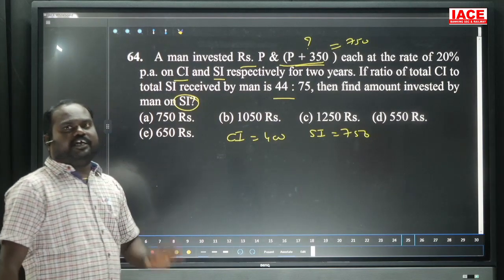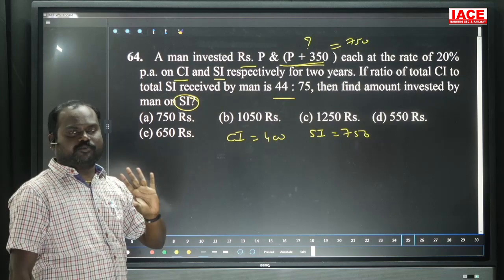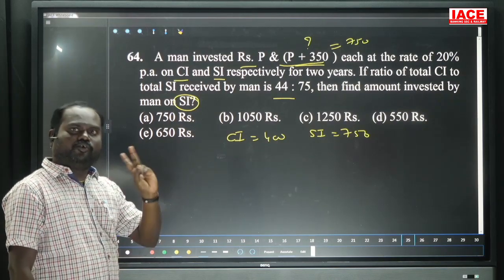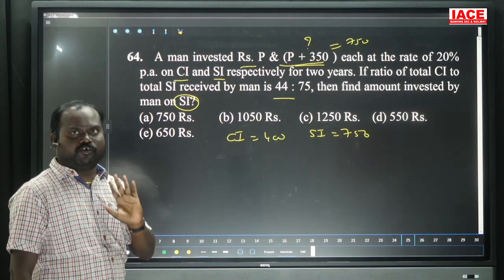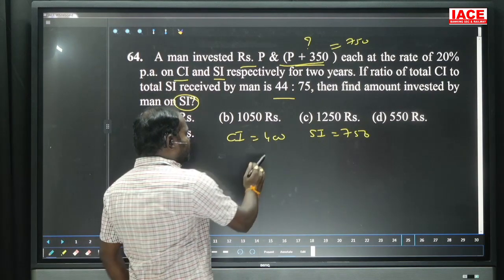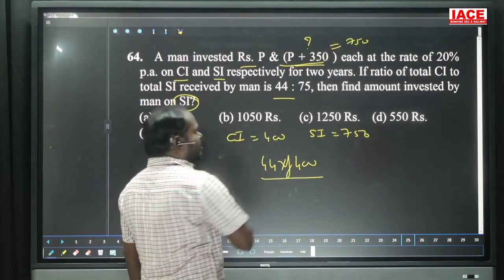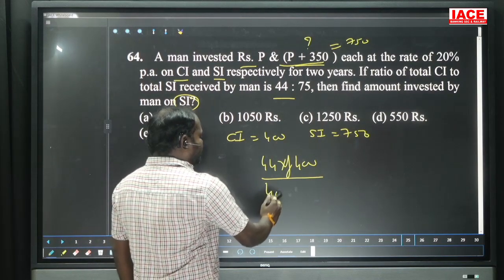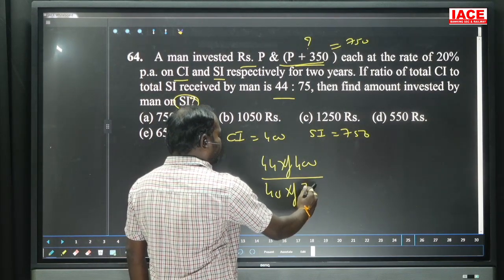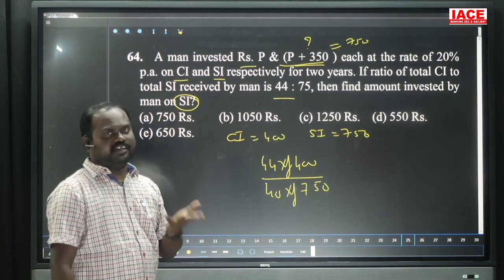Shall we see now? He was saying that the ratio between both of them is 44. Are you getting it or not? 20 percent for 2 years, and for compound it is 20 plus 20 plus 20 times 20 by 100, nothing but 44 percent. So this interest is 44% of 400, and in simple interest, 20% for 2 years is 40%, so 40 percent of 750. Just check whether you are getting this ratio or not. If you are getting it, that is the answer.